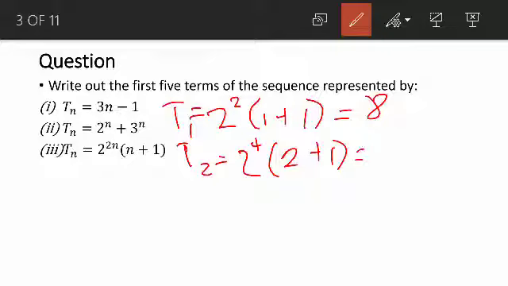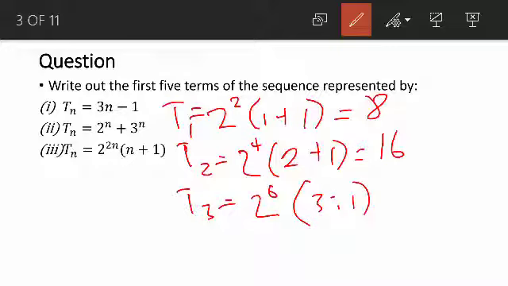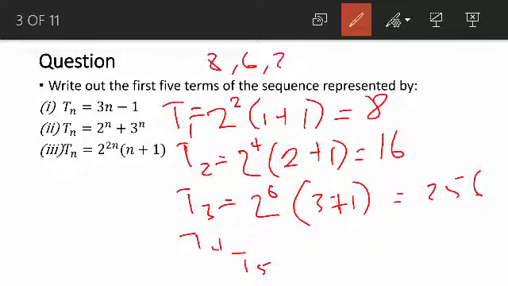Okay, so 2 raised to power 4 is 16, times 2 plus 1. So you have your T3, which means 2 raised to power 2n, that's 2 times 3 is 6, times 3 plus 1. That is going to give us 2 raised to power 6, which is 64. So 64 times 4 is going to give us 256. You continue that way, you can go ahead to find T4 and T5.